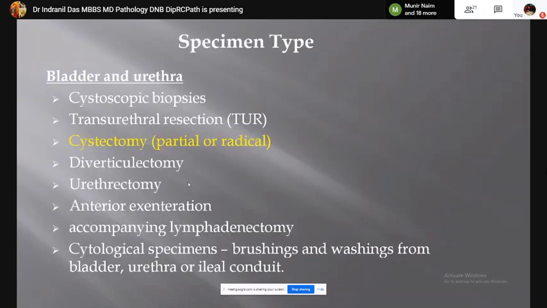Now, what are the specimen types that we receive in bladder and urethral tumors? Those are cystoscopic biopsies, transurethral resection specimen, cystectomy, which may be partial or radical, diverticulectomy, urethrectomy, and anterior exenteration, that is a radical operation in case of tumor in a female patient, where the bladder along with the uterus and cervix are removed. Accompanying lymphadenectomy specimens are also sometimes present with the radical cystectomy specimen, and sometimes we receive the cytological specimen, that is brushing or urine cytology for cell block preparation.